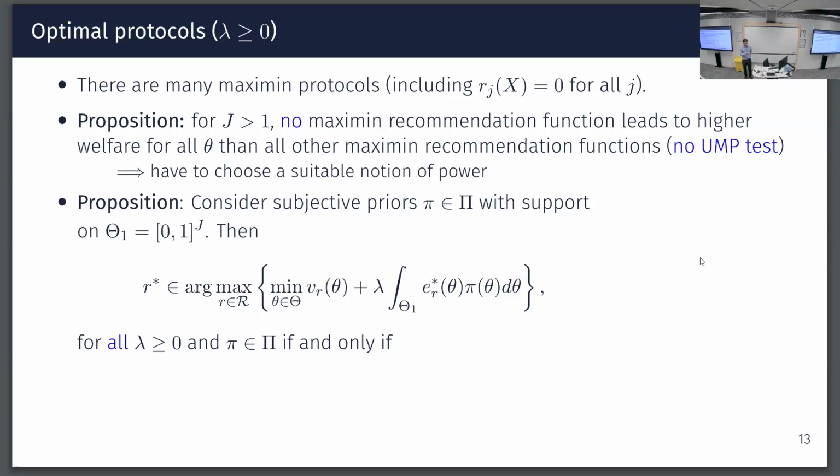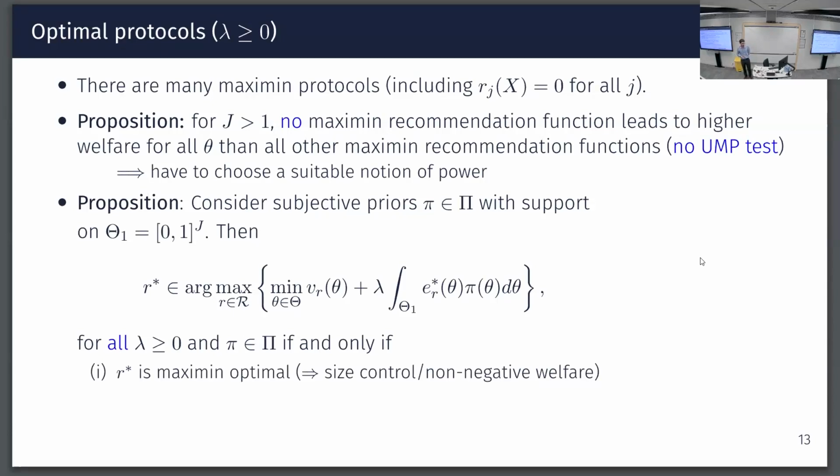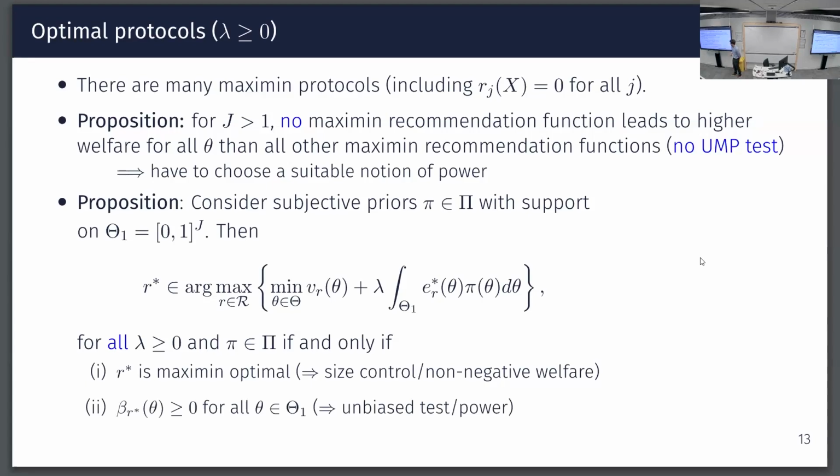Now, the optimal solution to this objective problem is going to be a solution which is max-min optimal. So this is exactly what we've seen before, and so this max-min optimality is going to provide a notion of size control in our framework. But then at the same time, it also requires that the utility of the researcher is weakly positive for any data in this alternative parameter space where all treatments are positive. And this is a notion of a bias test.